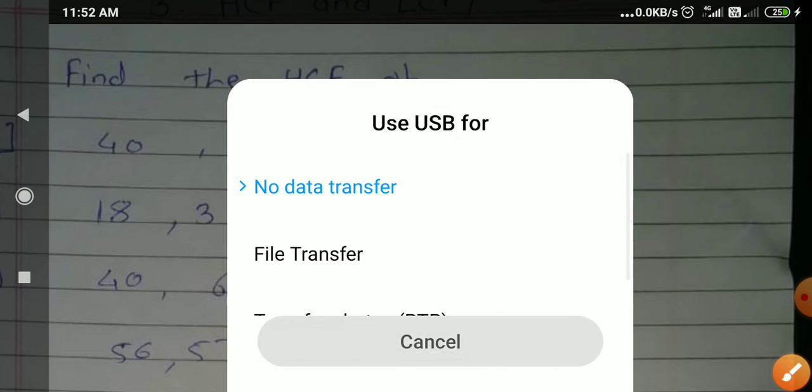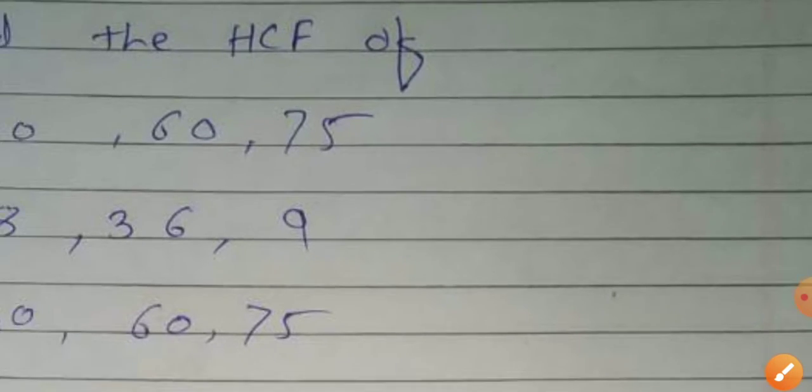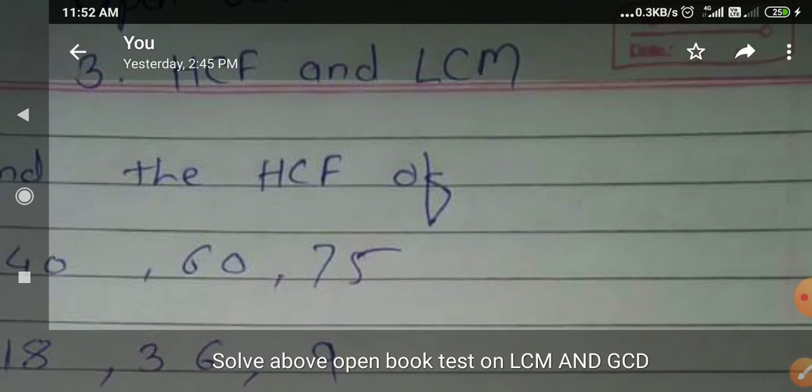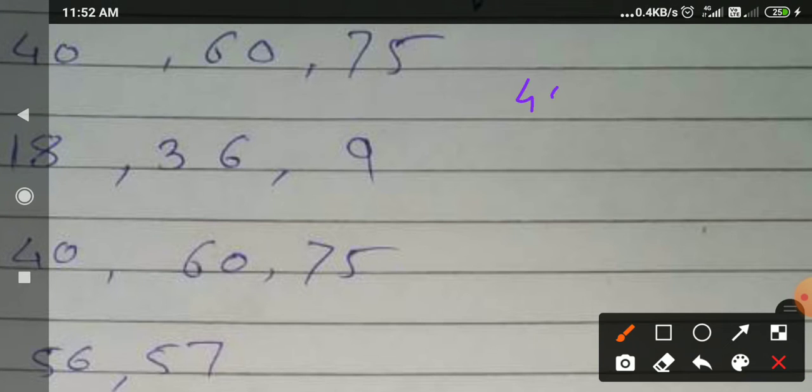Okay, so here, first of all we have to find out the HCF of 40, 60 and 75. So here I will write 40, 60 and 75. We have to find out the HCF, as I told you before how to do this. These numbers are all divisible by 5 because there is 0 at the unit place, and I told you that you have to learn the divisibility test to understand all this.